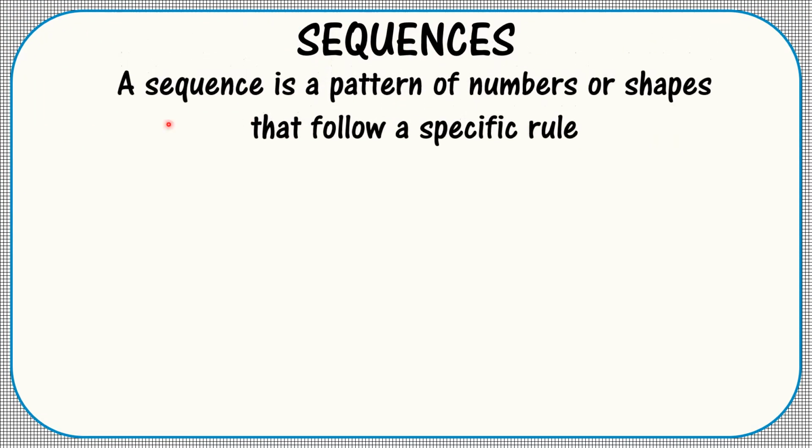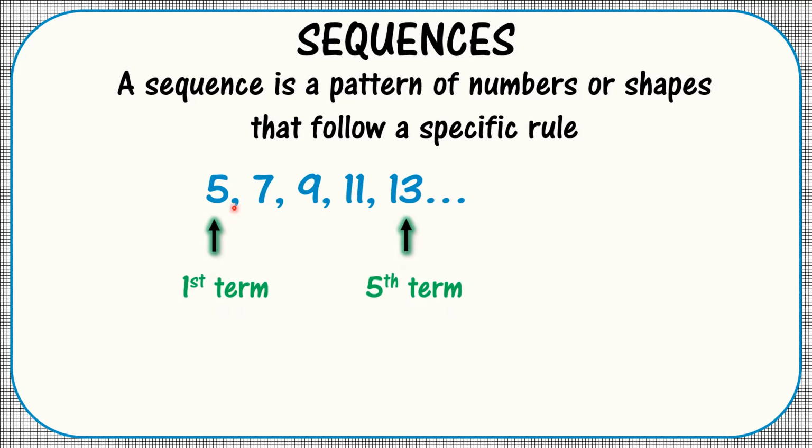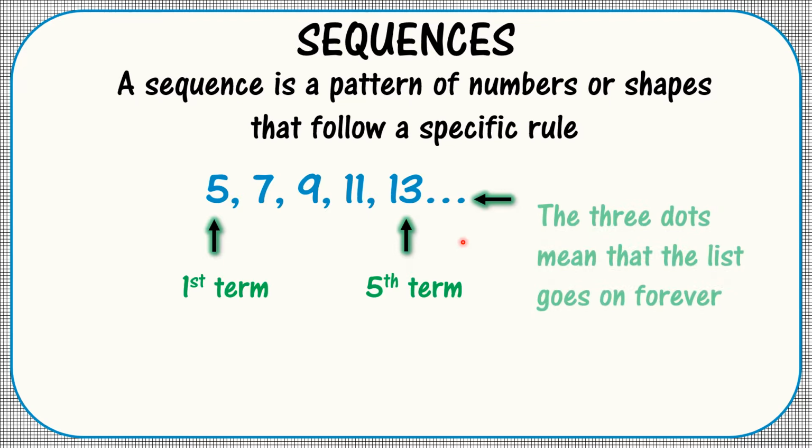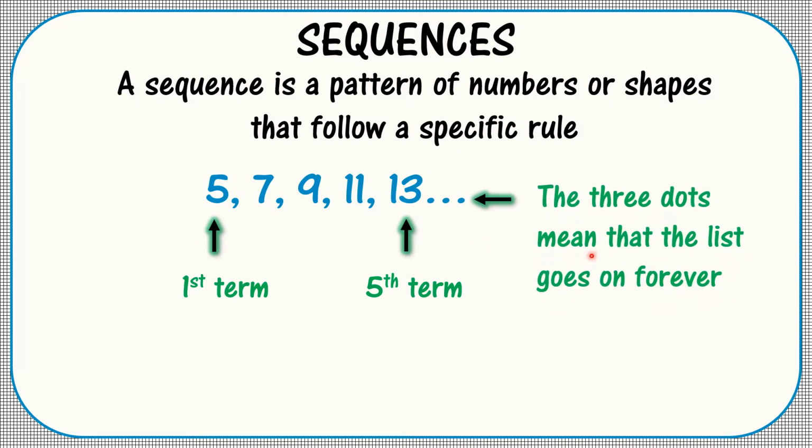So we can say a sequence is a pattern of numbers or shapes that follow a specific rule. Here is a sequence. You have the numbers 5, 7, 9, 11, and 13. What you need to know is that each one of these is a term. So this is the first term, this is the second term, this is the third term, this is the fourth term, and 13 in this example is the fifth term. What these three dots at the end represent means that this list goes on forever.